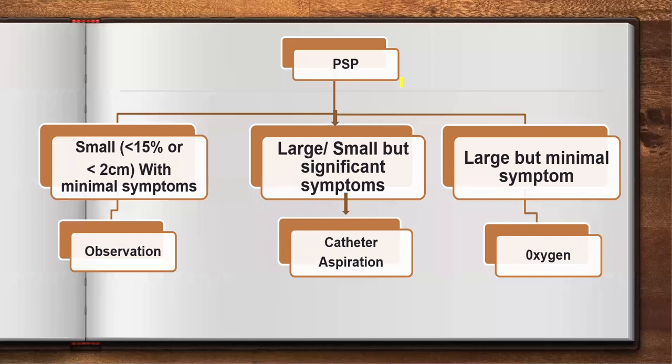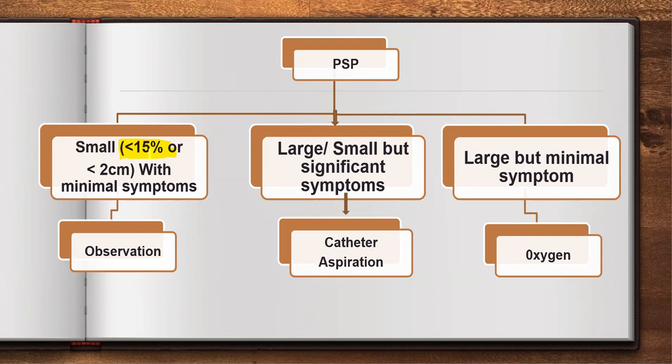Now, for primary spontaneous pneumothorax, you need to divide into small or large, and whether the patient has symptoms or no symptoms. Depending on that, we will treat those patients. We say it's a small pneumothorax if the size is less than 15%. This is one of the confusions you have, because in your JM it's written 25%. In your handbook, it's written 15%. But we will take 15%, because your handbook is very clear about the management of pneumothorax.